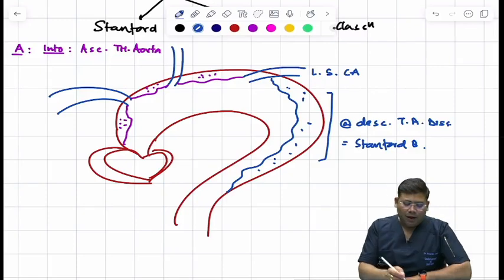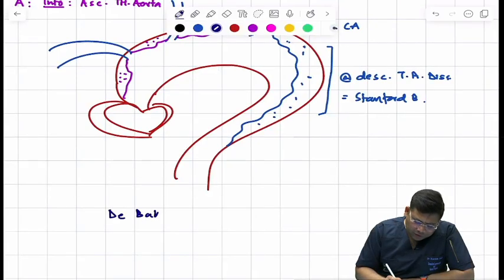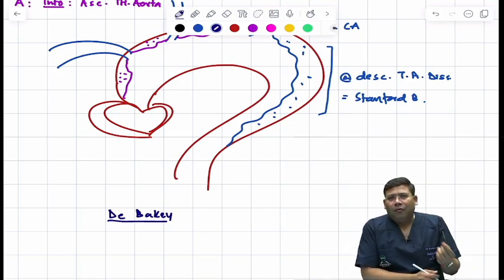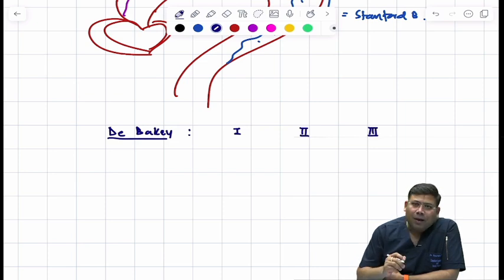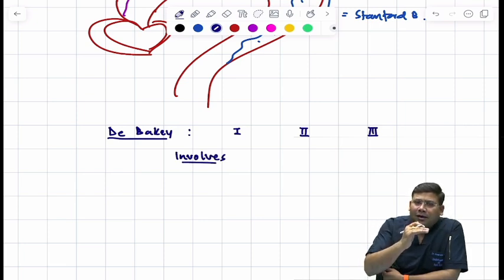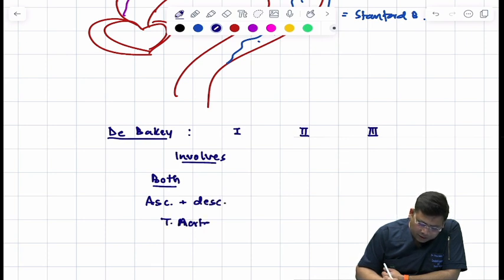Now when we talk about the DeBakey, now DeBakey is very interesting. So DeBakey again is known for a lot of interventions that he has, or his contribution to the CTVS surgeries. In fact, the DeBakey forceps is very important. When we talk about the DeBakey, remember DeBakey is type 1, type 2 and type 3. What is type 1? Type 1 involves, there are many aortic dissections which start at the level of ascending aorta, ascending thoracic aorta, may go up to the descending. So it involves both. What do you mean by both? It involves ascending plus descending thoracic aorta. This is what is the type 1.